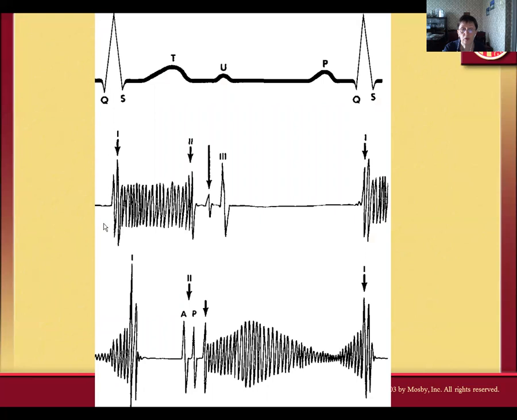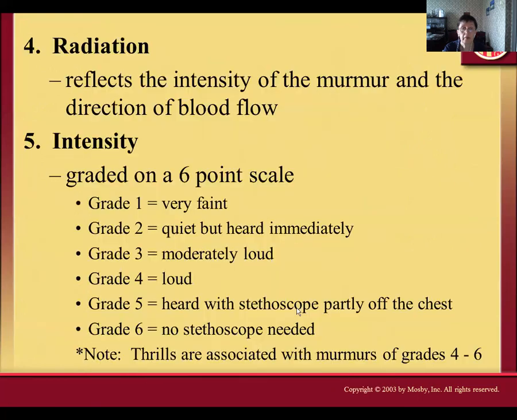Once more the picture of murmurs. We see systolic murmur here, diastolic murmur. Radiation of the murmur may be heard not in one point. It may be radiated in the direction of blood flow that causes the murmur. We also should check intensity of the murmur, and there is a specific 6-point scale, 6 grades of the intensity of the murmur. If the murmur is palpable, so you feel vibration while palpation of the chest, it is called thrill.